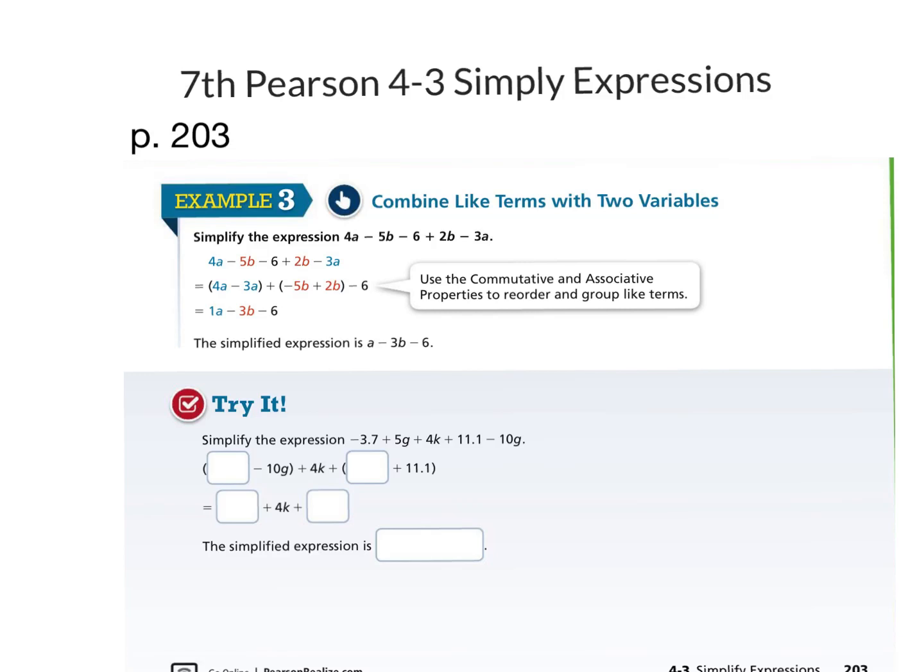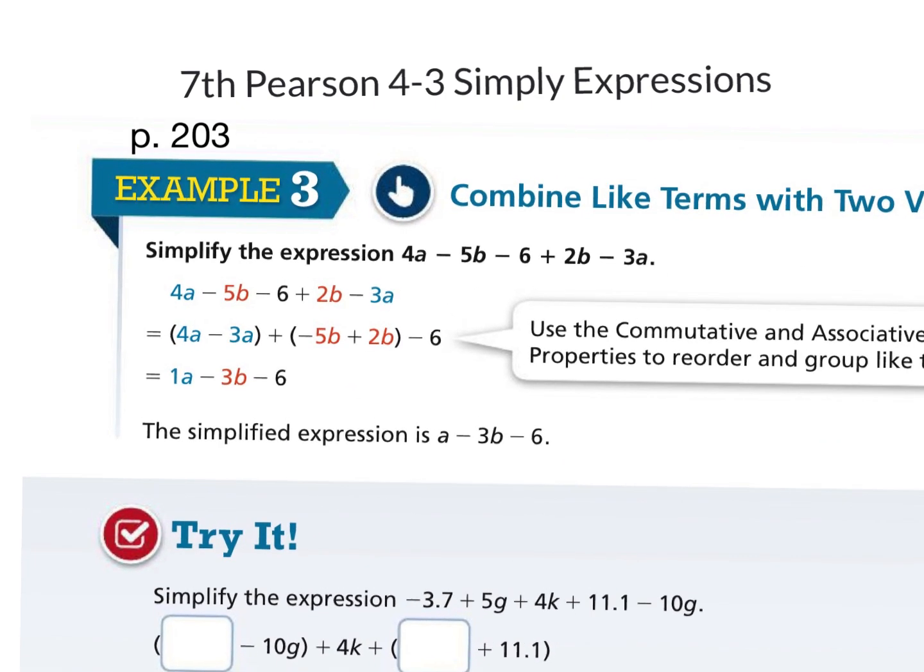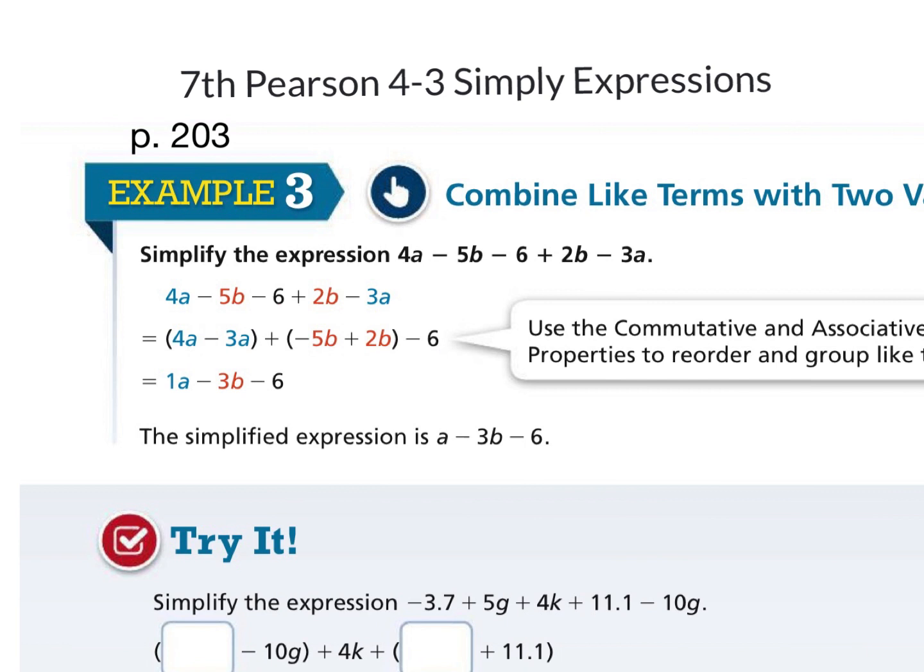Continuing lesson 4.3 on simplifying expressions, page 203, example 3. A difference on this problem is that there are two variables. The idea is the same. We're just going to look for like terms here, try to combine those together to simplify this.